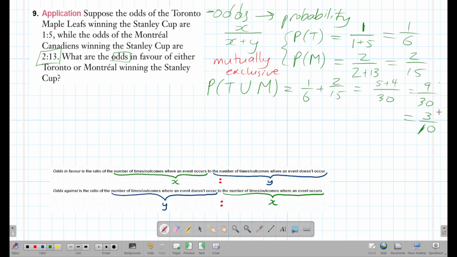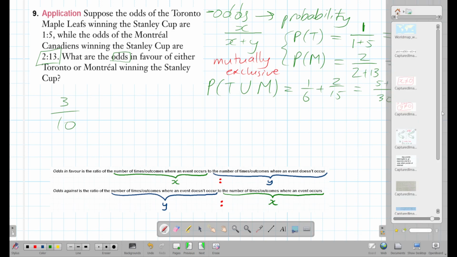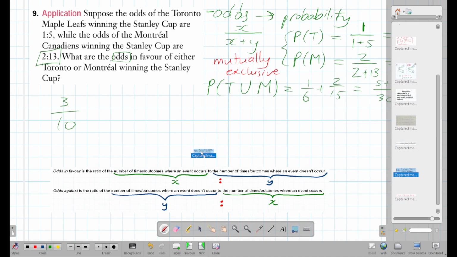Now we need to turn this into odds, because we have the probability of either Toronto or Montreal winning. We don't have the odds of either Toronto or Montreal winning. So we have to turn this into odds. How do we do that? Well, we remember, and I really hope I still have it. Yes, I do. Perfect.